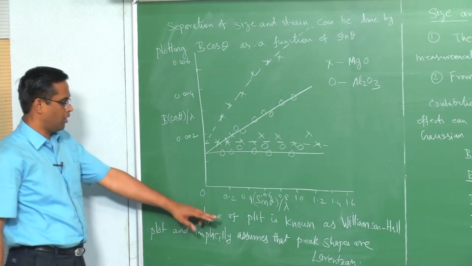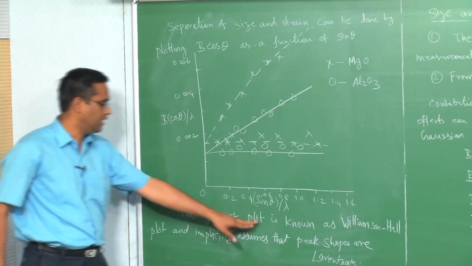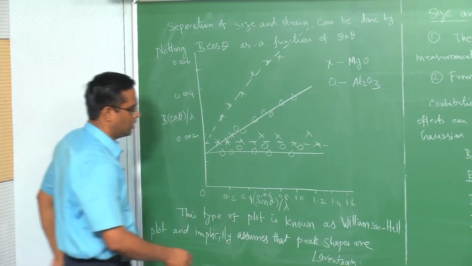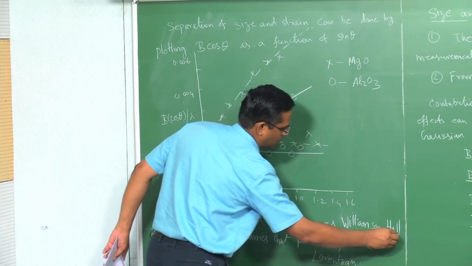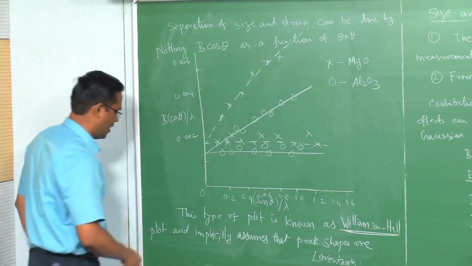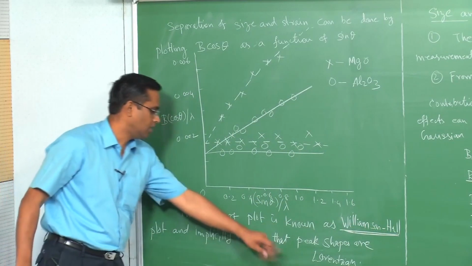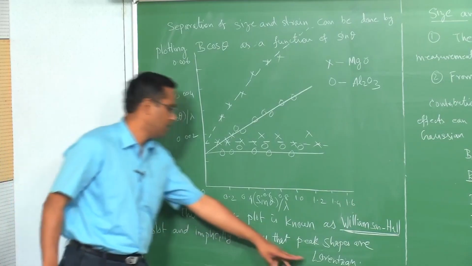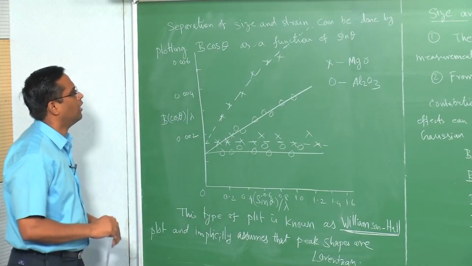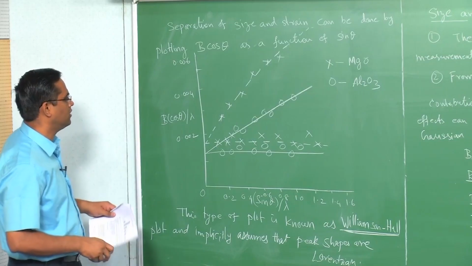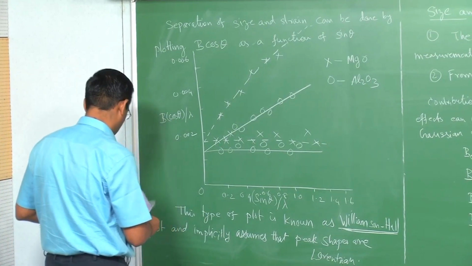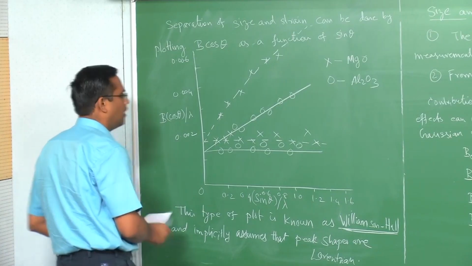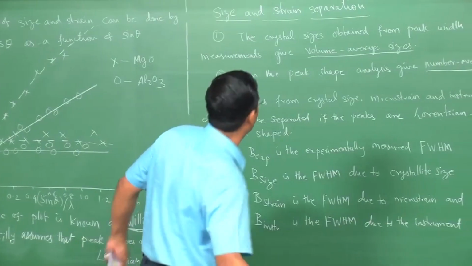So, this type of plot, that is b cos theta versus sin theta, is known as Williamson-Hall plot, and implicitly assumes that the peak shapes are Lorentzian. So, let us now try to understand how this separates the size and strain.